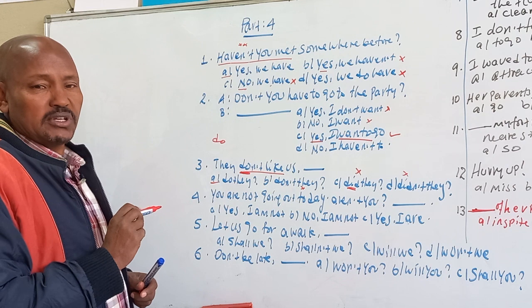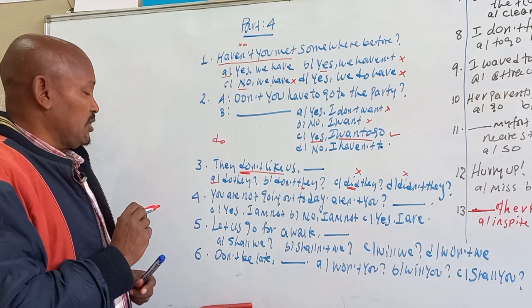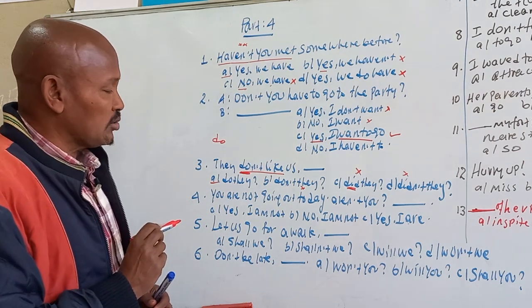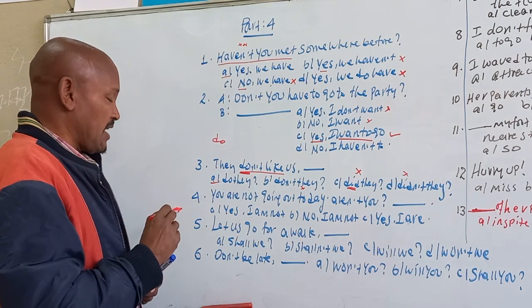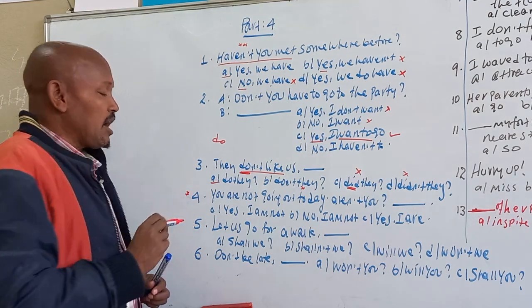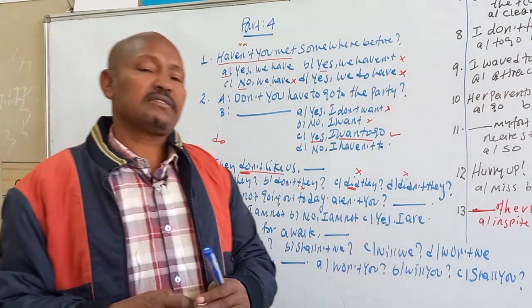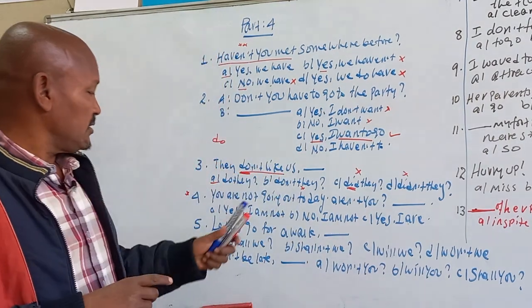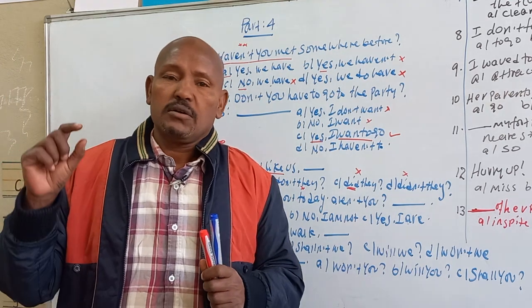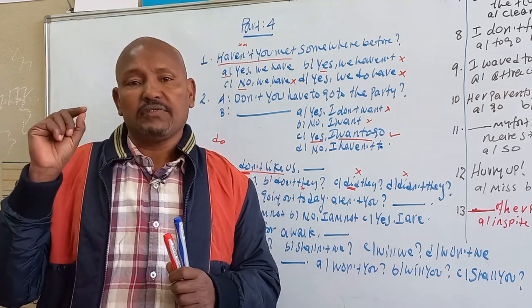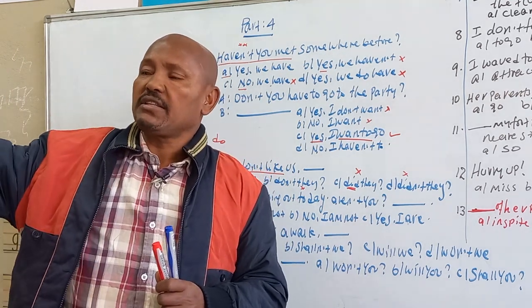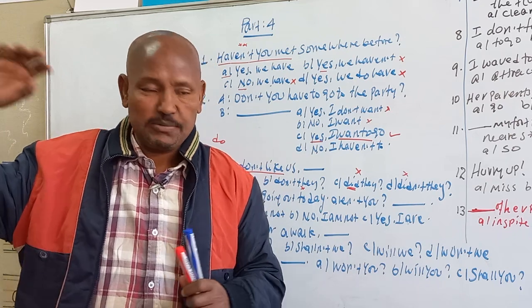Don't forget to use this idea. You are not going out today, aren't you? Yes, exactly. An exceptional rule here. Here, a positive sentence with a negative tag question, and a negative statement. I'll repeat once, please.